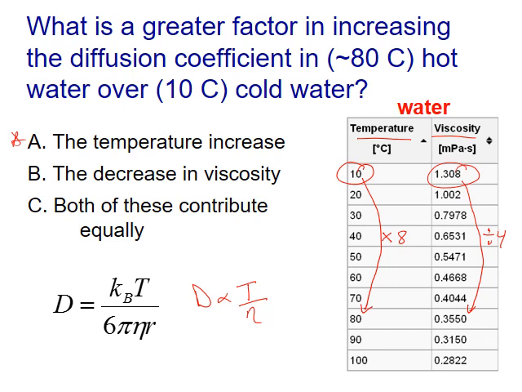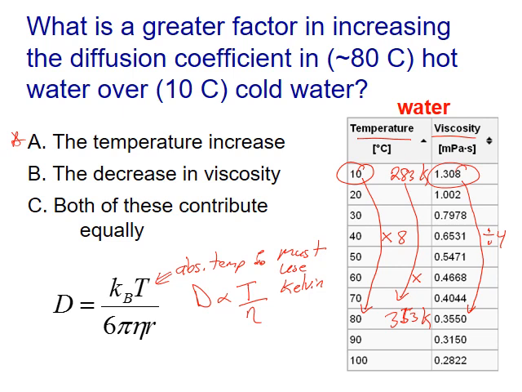However, this is the big mistake, is that this is not a temperature difference, this is an absolute temperature. Therefore, we must use Kelvin units. And so a temperature of 10 degrees Celsius is actually 283 Kelvin, and 80 degrees Celsius is actually 353 Kelvin. So the difference here is only multiplying by about 1.25 or so. I don't have a calculator in front of me, but it's like multiplying by 1.3 or something like that. And so the decrease in viscosity is actually a bigger factor there.